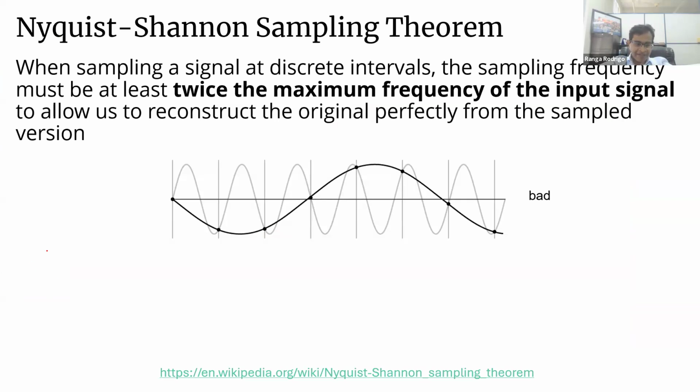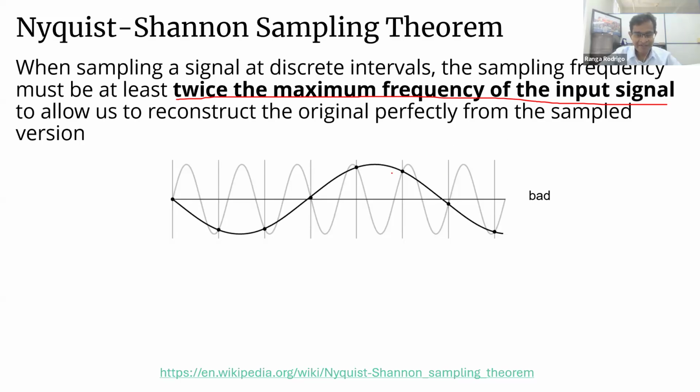Maybe you have heard this. I don't know whether you know Claude Shannon. Claude Shannon is the father of digital electronics and father of information theory. He came up with so many theorems, including this sampling theorem. A great scientist. When sampling a signal at discrete intervals, the sampling frequency must be at least twice the maximum frequency of the input signal.